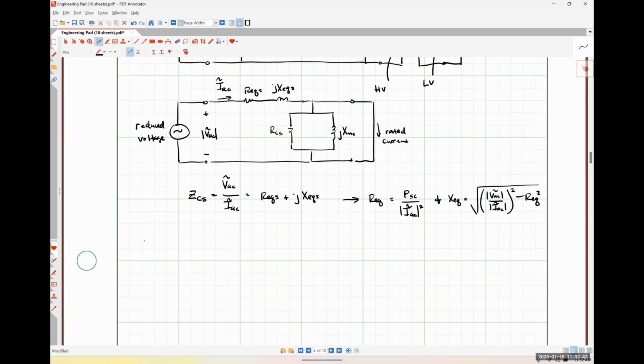The reason why I did that is because sometimes when you get the results of these tests, they will have everything referred to the high voltage side or everything referred to the low voltage side, but the equations still work. As long as the power is also referred to the high voltage side or the low voltage side, everything's going to be okay. So I took those subscripts out to make them more generic.